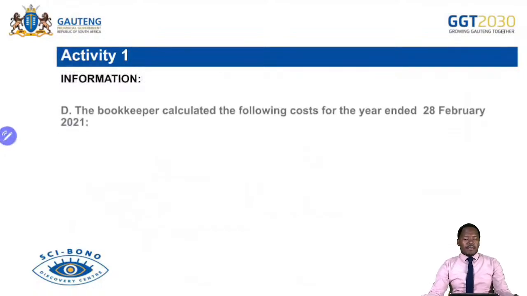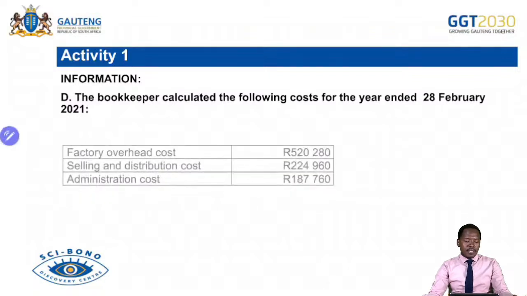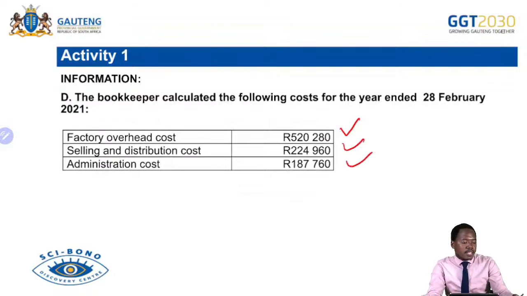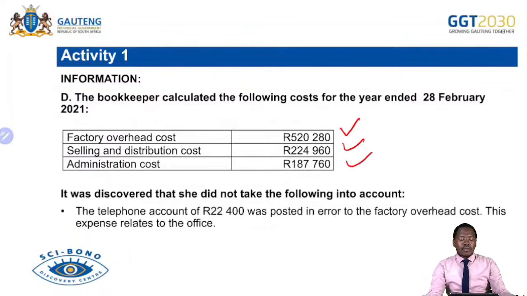Now, information D. It says the bookkeeper calculated the following costs for the year ended 28 February 2021. These are costs already calculated. Of course, grade 12, we will do some adjustments on these. It was discovered that she did not make the following. These are the adjustments I'm talking about. The telephone expense account of 22,400 was posted in error to the factory overhead cost. This expense relates to the office.